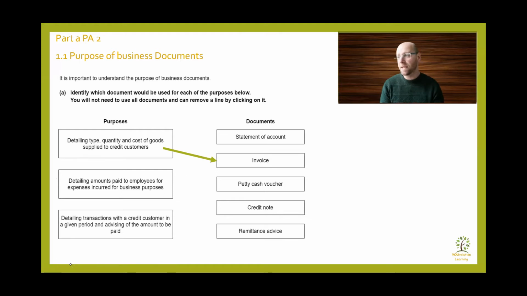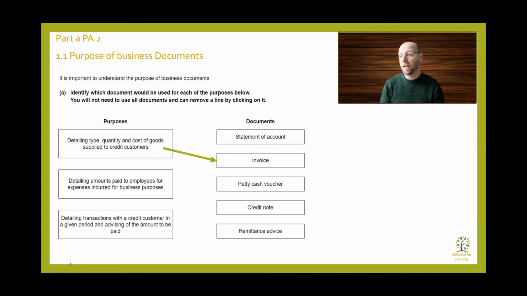The next one says detailing amounts paid to employees for expenses incurred for business purposes. Now when we looked at each of these documents, there was only one that was an internal document, and that's the petty cash voucher, because that's what we use to provide money back to our employees if they've gone and bought something on behalf of the business.